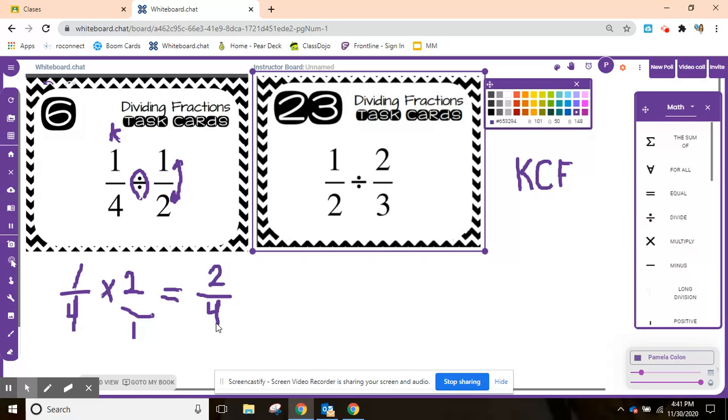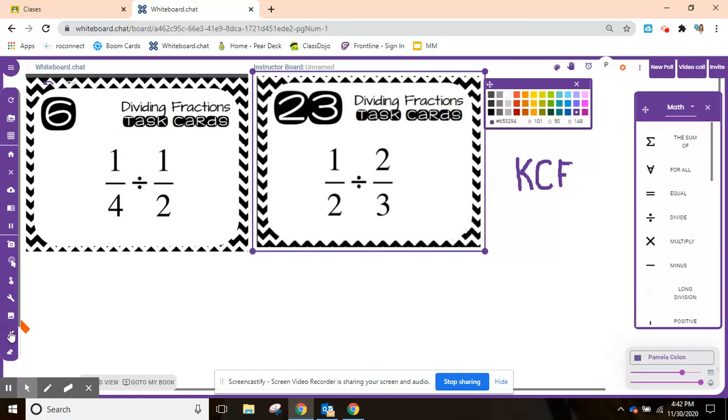I can't do 3 because 3 is too big. So I'm going to try 2. How many times does 2 go into 2? Just 1 time. And how many times does 2 go into 4? 2 times. So our final answer is 1/2. Perfect. And I'm just going to erase this guy over here so that way you guys don't get confused when I move on to the next question, okay?